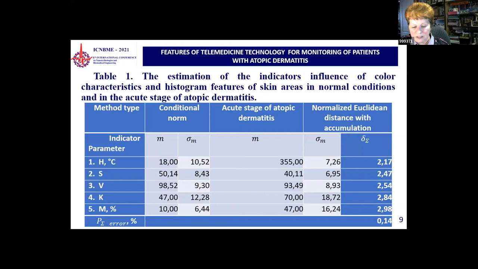These are the results of the experiment where the estimation of the indicators' influence of core characteristics and histogram features of skin areas in normal conditions and in the acute stage of atopic dermatitis. The result of discriminant analysis when estimating the influence of the main visual, color, and histogram characteristics of the image of skin areas of patients in these groups gives a probability of error equal to 0.14.